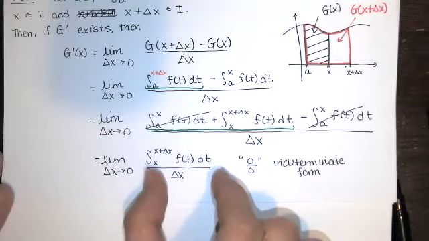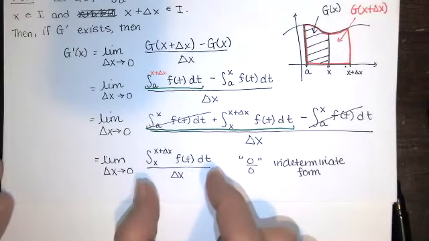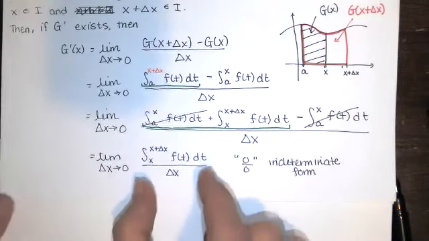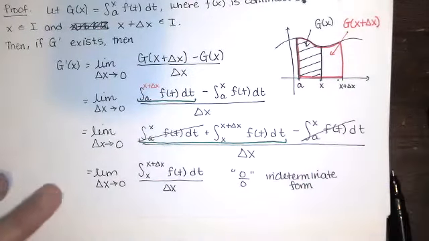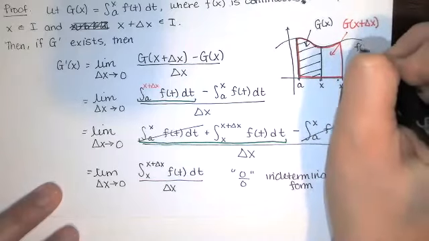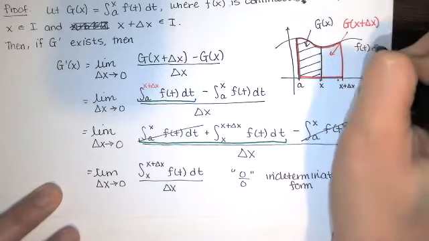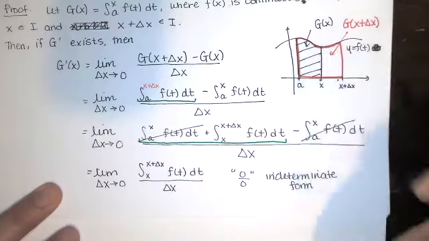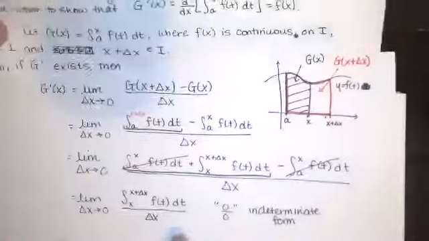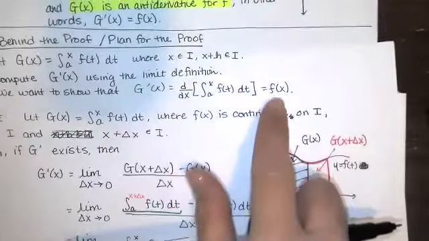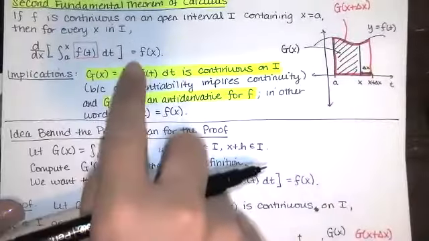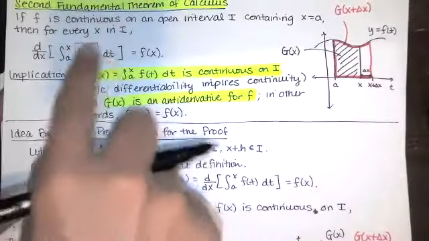We can squeeze this in between two functions that we are confident are approaching the exact same thing. Okay, so remember this picture, and this is f of t right here, y equals f of t. So we're trying to show that this approaches a number, and our hope is it approaches f of x. That's what we're trying to show because that's what the theorem says. It says the derivative of this should be f of x.